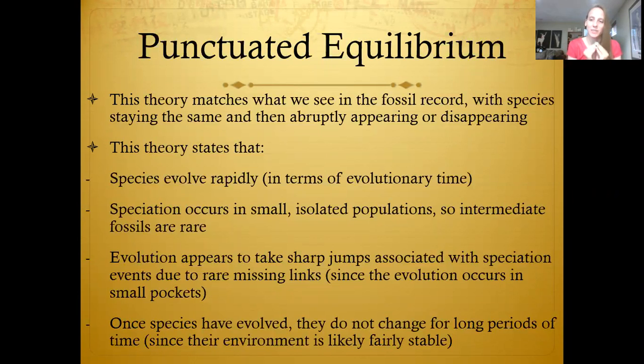Speciation occurs in small, isolated populations, and that's why we don't usually find those missing links or the intermediate fossils. Evolution appears to take those sharp jumps because missing links are so rare. And then once a species has evolved, it stays the same for a long period of time.